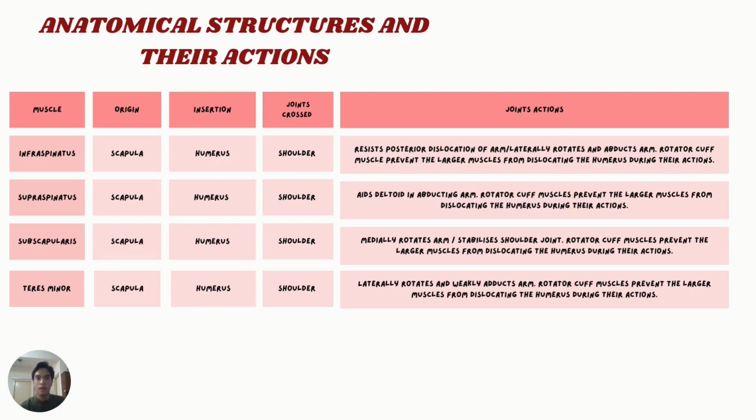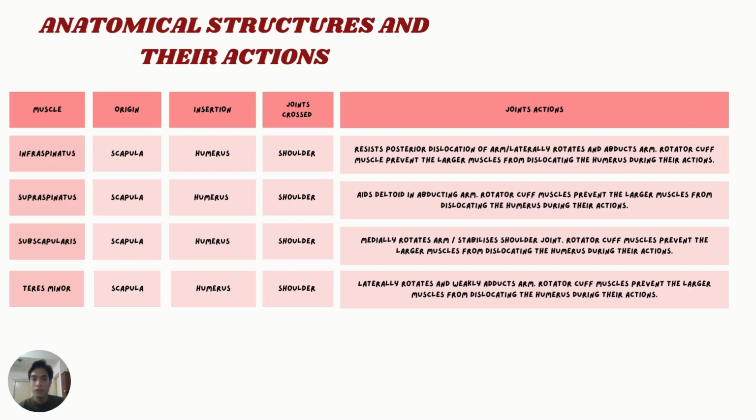So the next one is the supraspinatus muscle. This aids the deltoid in abducting the arm. Rotator cuff muscles prevent the larger muscles from dislocating the humerus during their actions.